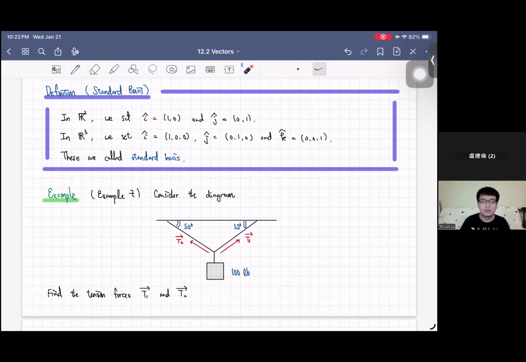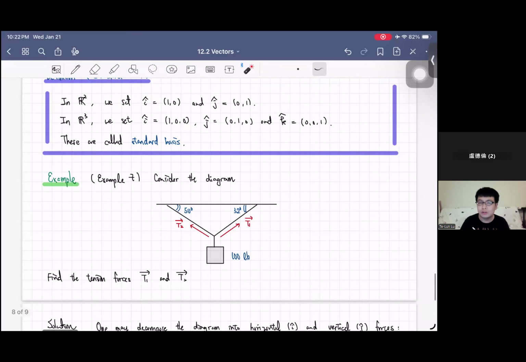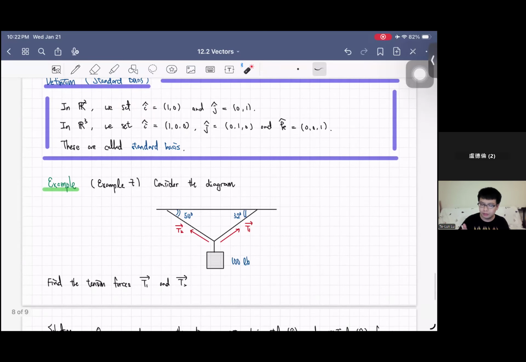So this is example 7 from the textbook. You have a diagram which has net force 0. That is, it is stopped there. It is stabilized. So you have two strings, one with angle 50 with the roof, one with angle 32 with the roof, and you have something there. It is 100 pounds. And obviously the ropes or the strings provide some sort of tension force to hold the object above, right? To make it float here. So how do we calculate the vectors T1 and T2?